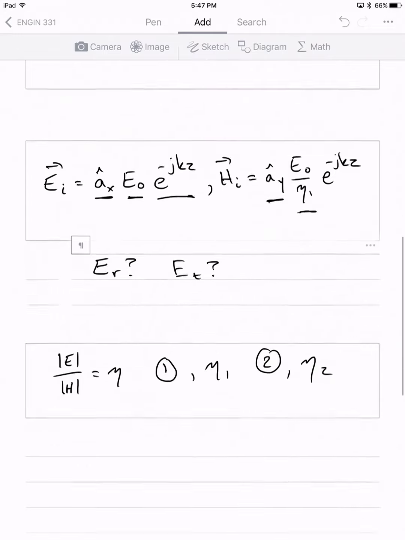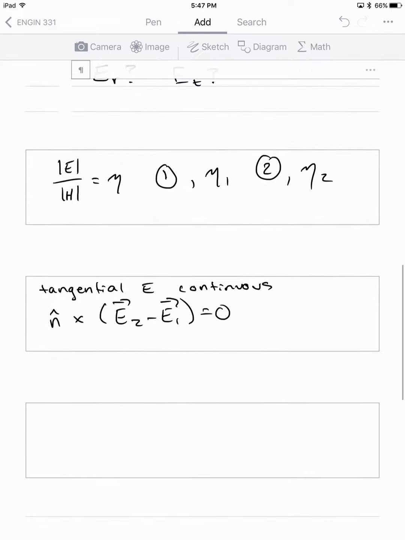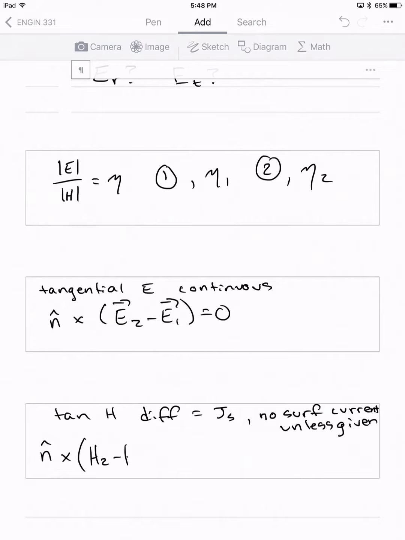What exactly are the boundary conditions at this interface? The boundary conditions are tangential electric field is continuous, which is written mathematically as surface normal vector cross E2 minus E1 equals 0. And tangential H field difference is equal to the surface current, but no surface current unless you're really given some. So then n hat cross H2 minus H1 is equal to that surface current density. But again, unless you're given a surface current density, there isn't going to be one. So then we'll just have that be equal to 0.